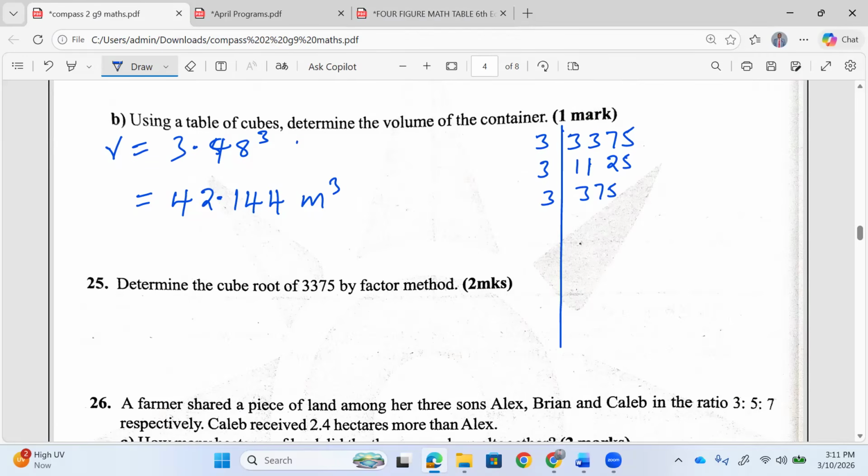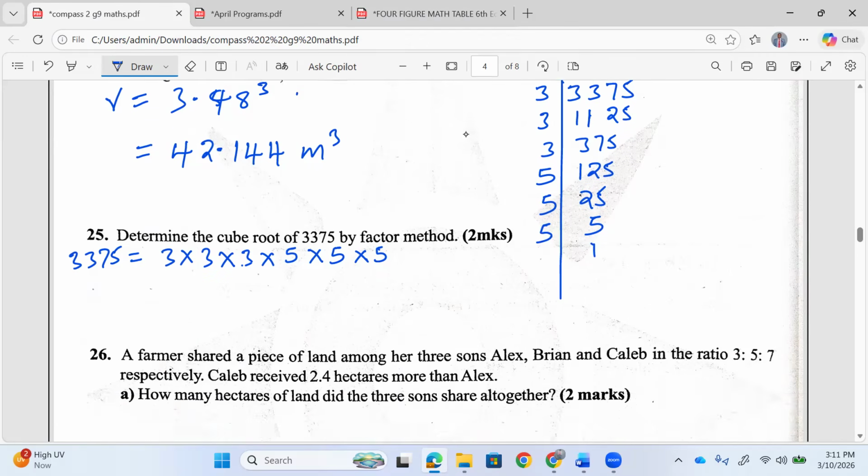What about if I divide this by 3 again? I get 125. Then I proceed to 5. By 5, I'm getting 25. Then by 5, I get 5. And by 5, this becomes 1. Therefore, 3375 equals 3 times 3 times 3, then 5 by 5 by 5. Meaning that if we are finding the cube root, then we examine every group of 3 similar factors.